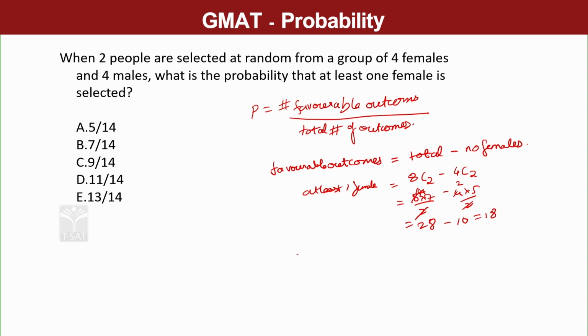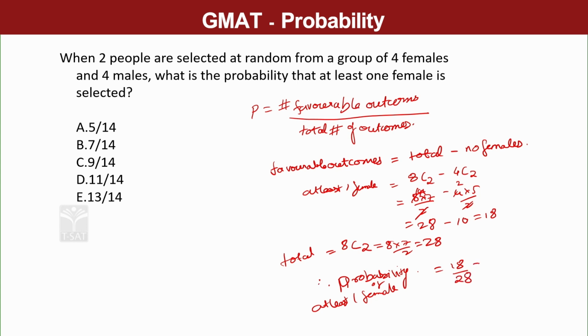And the total number of outcomes: you have to select 2 people out of 8. It is 8C2, 8 into 7 divided by 2, that is 28. So your probability of at least one female is equal to 18 divided by the total, that is 28. That is 9 by 14. It comes out to be option C, which is the answer.